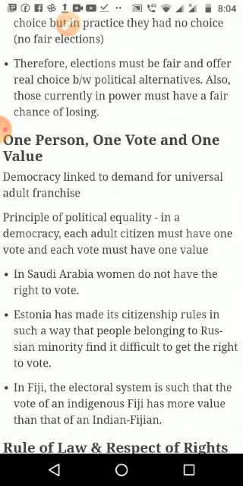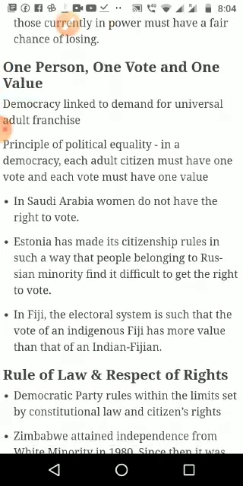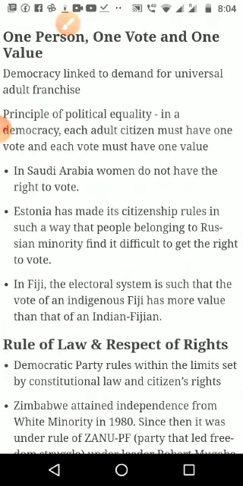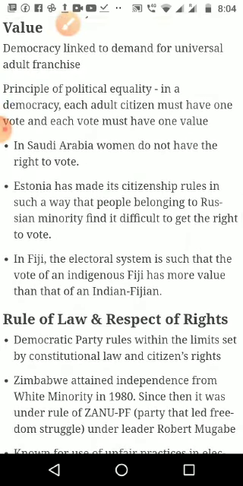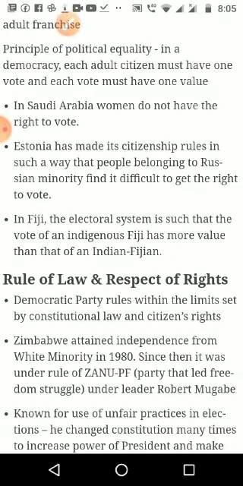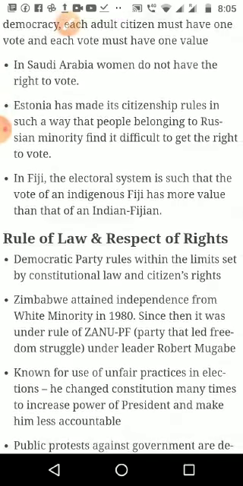Therefore, elections must be fair and offer a real choice between political alternatives. Also, those currently in power must have a fair chance of losing. One person, one vote, one value. Democracy is linked to the demand for universal adult franchise. Principle of political equality in a democracy: each adult citizen must have one vote and each vote must have one value. In Saudi Arabia, women did not have the right to vote. Only in 2015 did Saudi women get the right to vote.